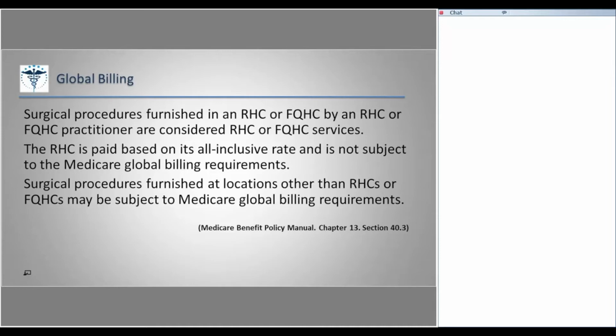That's the deal. So service originates in the rural health clinic. It's a surgical procedure. Today is my global billing period, but all visits have to be medically necessary.